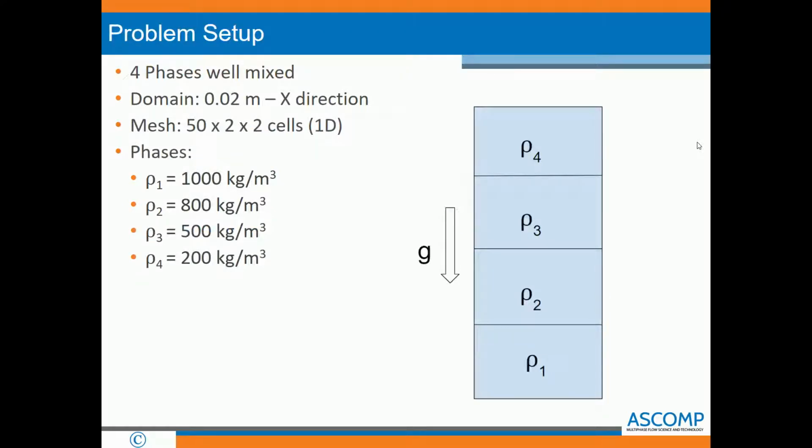Our problem consists of 4 phases that are equally mixed in our domain. We have a 1D problem in the x direction of 0.02 meters. Due to gravity, the denser phases of 1,800 kilograms per meter cubed will sink to the bottom of the domain. The lighter phases will stratify on top. Let's set up our problem.